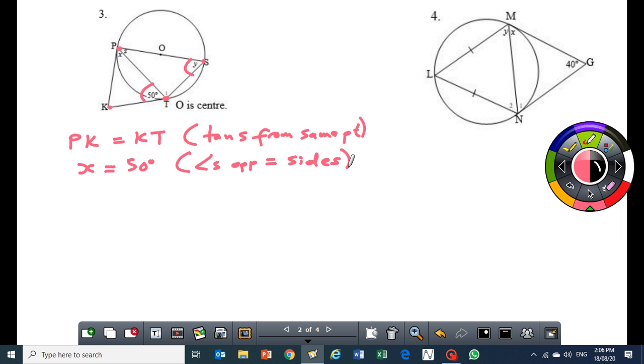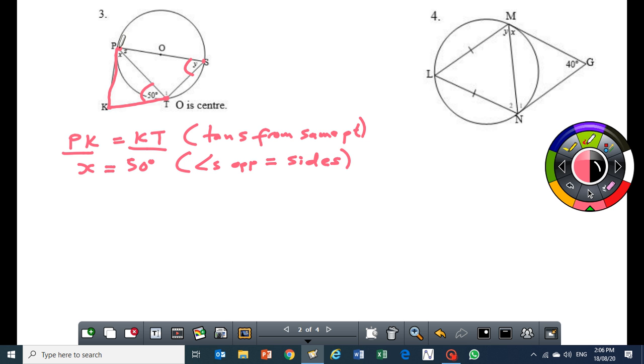PK. Listen carefully. PK is equal to KT. Do you understand that, all of you? Then it means that KT is equal to PK.